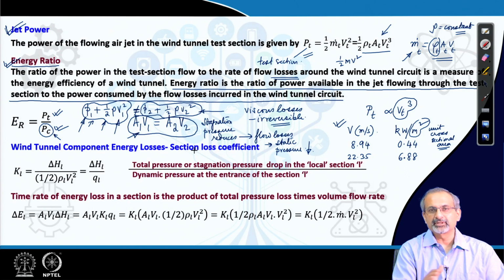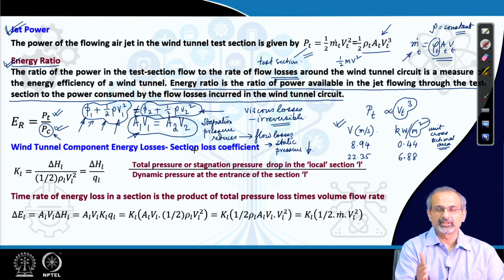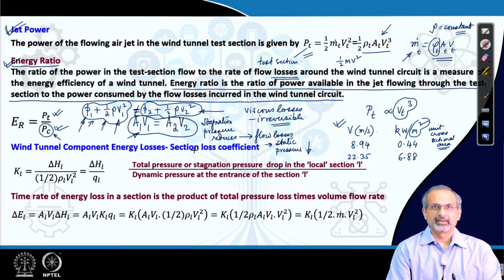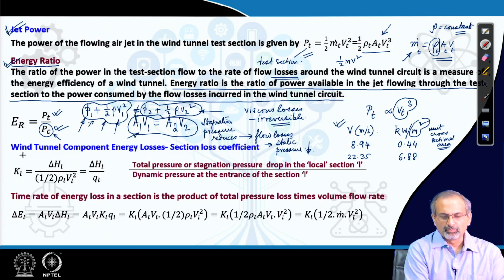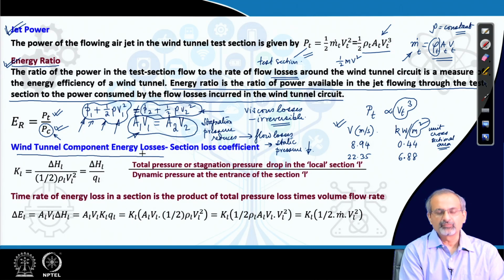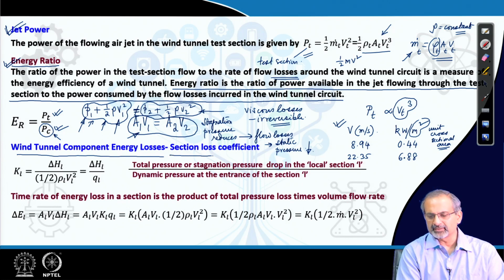So, as the pressure drops off, the fan increases it abruptly and then allows the flow to again move on with an enhanced pressure, so that it can make its way through the circuit and overcome the losses. Now, if you move along the tunnel from one component to the other, you can define a section loss coefficient.